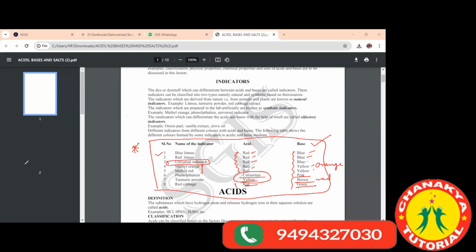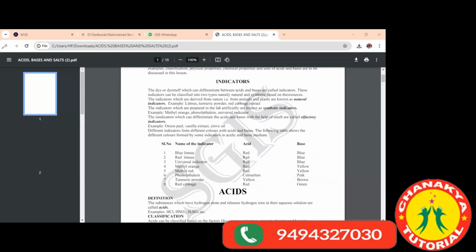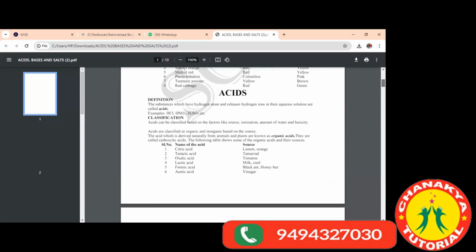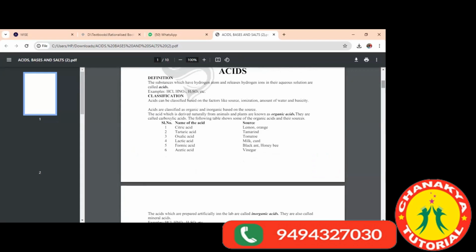Now we are going to see the definition for acid and base. First of all, acid we will see, and the classification of acid we will see. Then we'll go for the base later. Today, I hope I can complete acid at least. See here, acid. So what do you mean by the acid? The substance which has hydrogen atom and releases hydrogen ion in its aqueous solution is called acid.